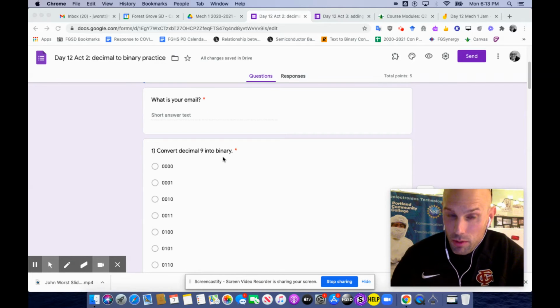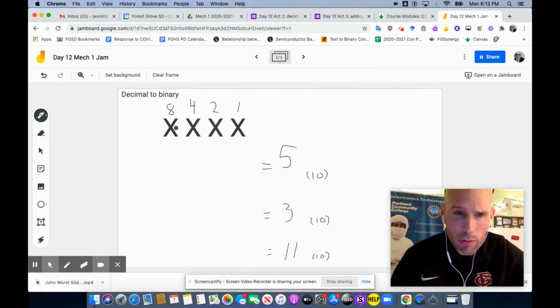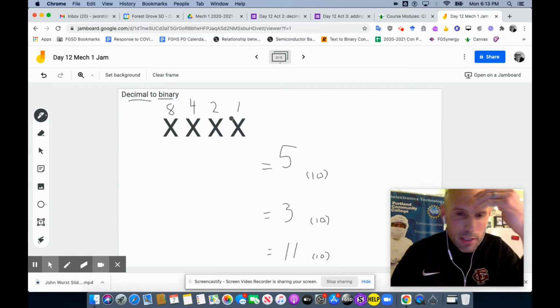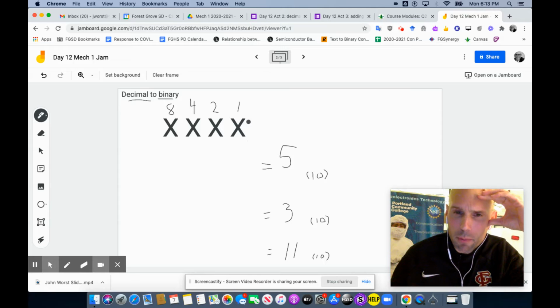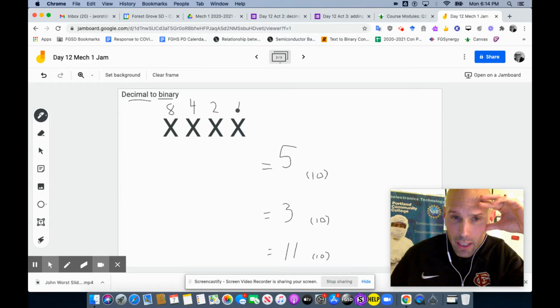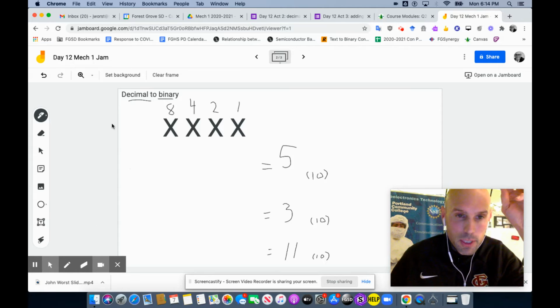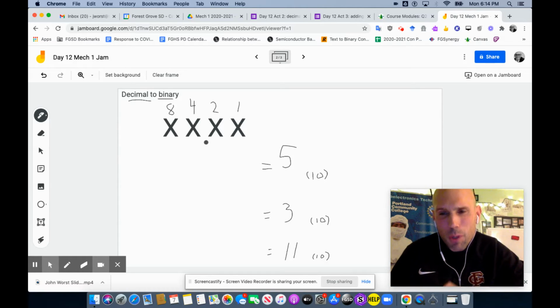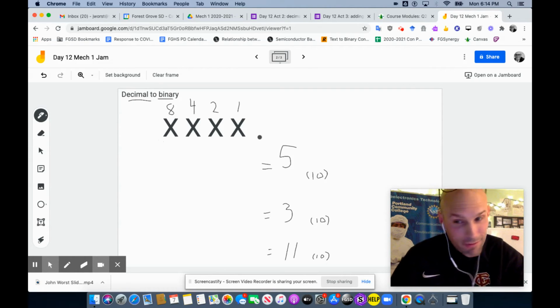So I want to give you some examples of how to do this. I made some in a Jamboard over here. So decimal to binary. Okay, here's some examples. If you remember from Act 1 and also last class, you can think of the place values in binary as starting with 1 and just doubling each time. So we got the 1's place, the 2's place, the 4's place, the 8's place. And then it goes on and on and on, just like decimal does. There's more places. I'm just going to have us focus, though, on the first nibble of data here.